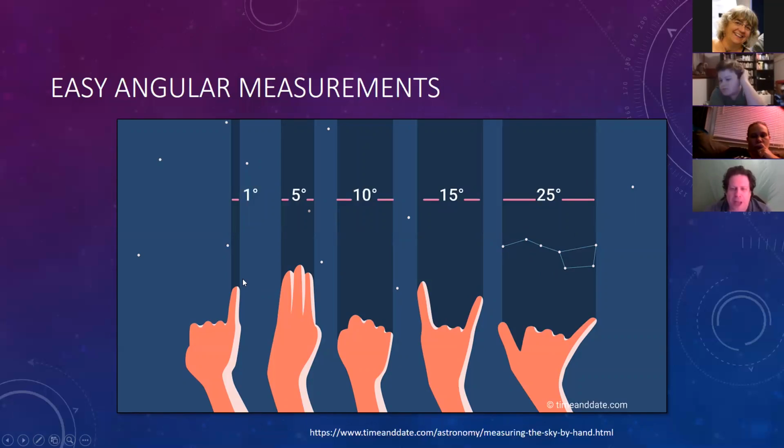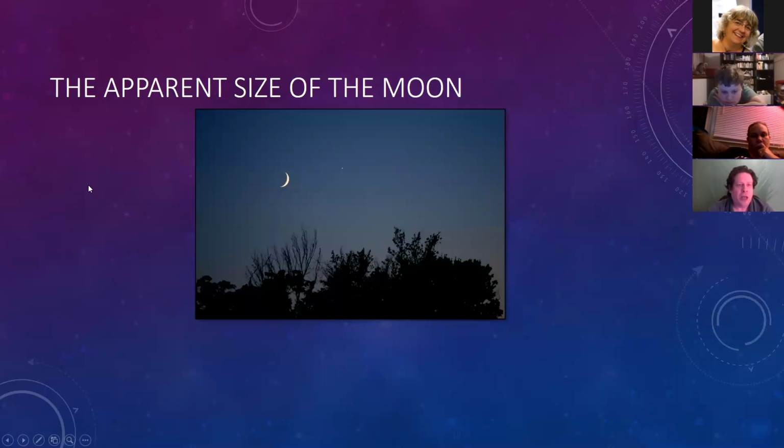So just to help build a little bit of intuition of using angles to measure things in the sky, for example, one of the most common objects that we look at is the moon. And the moon seems huge at some times, but actually it's pretty small.